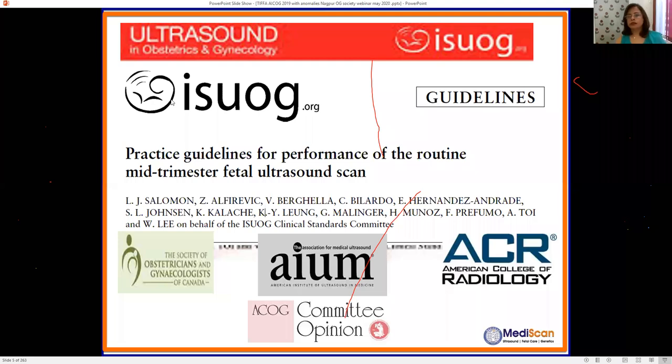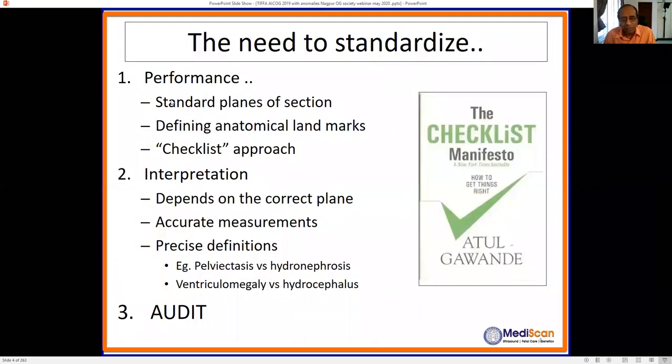Right. Now, the importance of the need to standardize. First of all, we need to standardize the performance of the scan itself by taking standard planes of section, by defining anatomical landmarks, and also having a checklist approach. Now, this book by Atul Gawande is something which everybody would have read, which really changed the face of healthcare by using a checklist all the time.